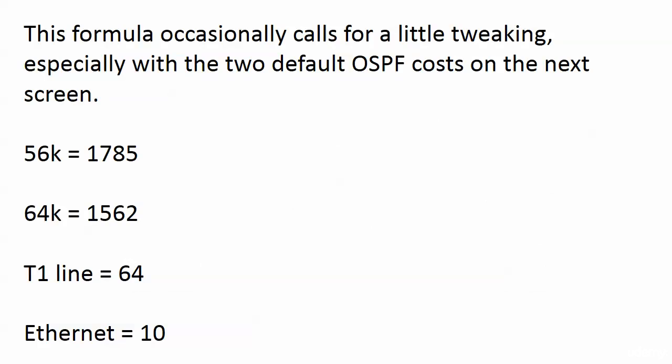Now, the formula we were just talking about occasionally calls for a little tweaking, especially with the 2 default OSPF costs on the next screen. As unlikely as it is that you're going to see a lot of these first 2 values, it doesn't hurt to memorize them for the exam. A 56K interface is going to default to an OSPF interface cost of 1785. A 64K link, 1562. A T1 line, serial interface, and we definitely have some of those in our lab, is going to default to 64. Ethernet defaults to 10.